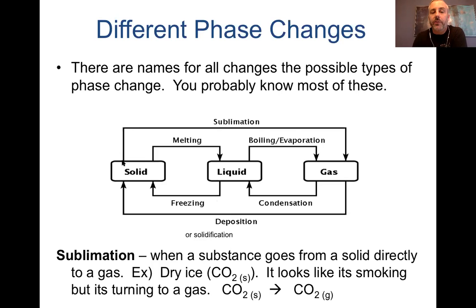Sublimation is when a solid goes directly to a gas. It doesn't first melt to a liquid and then the liquid evaporate to a gas. That would be melting and then evaporation. Sublimation is you have a solid and you see it smoking, and it's literally turning into a gas before your eyes, and the solid will disappear entirely, and all you'll be left with is a gas. And an example of that is going to be dry ice.